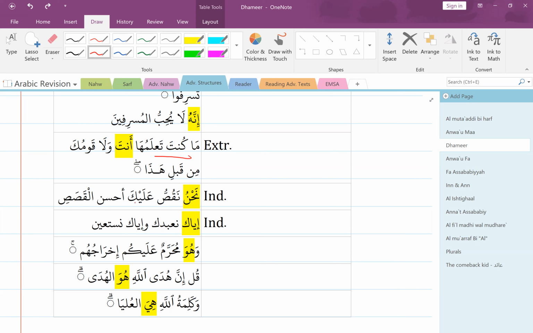Is that clear? So the pronouns, whether it is marfu or mansub, both can be made independent, sister. Rafa or nasab, it doesn't matter. The only thing is, the nasab things should be attached to iya, whereas the rafa will be independent as huwa, huma, hum. 100%. Yes, that's it.